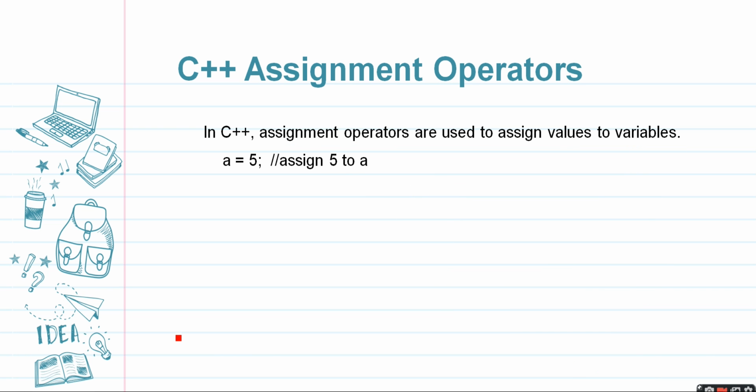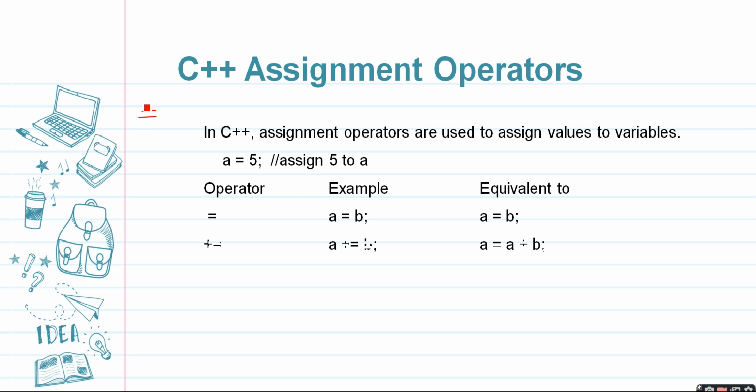Alright. So here we have seen a equals 5, assign 5 to a. And now we have some other operators also, not only equal to. There are many more symbols present in assignment operators, so we are going to have a one by one explanation. We already have seen this equal to, right?